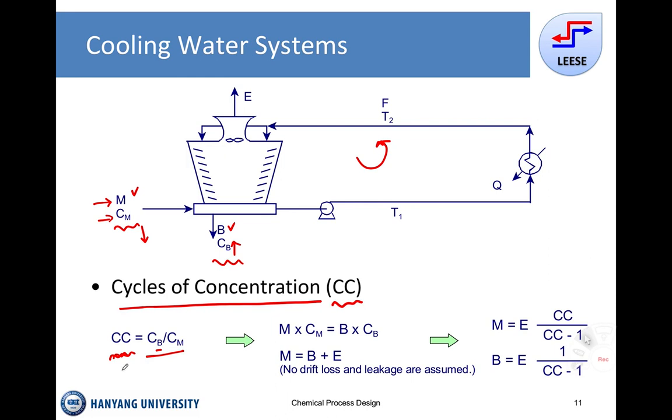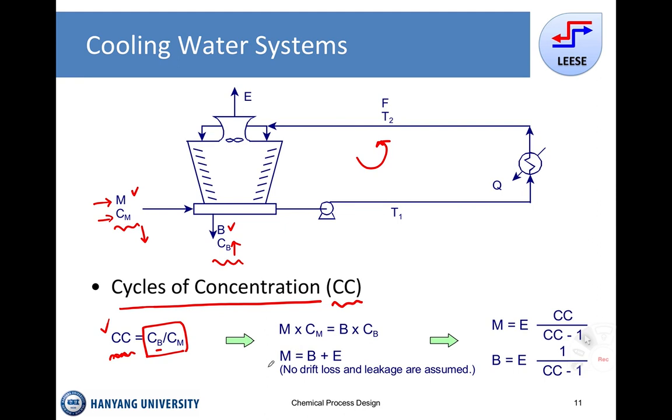So as an engineer, people need to determine the level of the Cc. Some plants maintain high Cc. The other plants might be conservative, so they want to control the water at low Cc. Okay, so it's kind of a decision by the engineers. Okay, then if the Cc is defined as Cb over Cm, we can set up the mass balance.